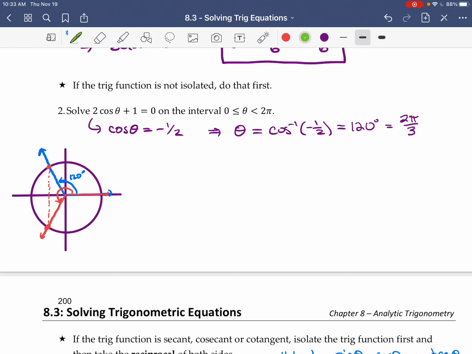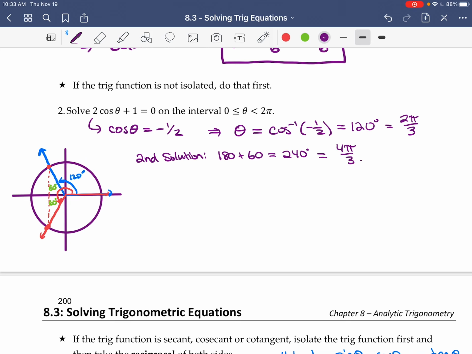Now, 120 degrees is 60 degrees from 180. So that's our reference angle. So down here, we're going to have the same reference angle. So our second solution is going to be pi, or 180, plus 60. So that's 240 degrees, or 4 pi by 3.